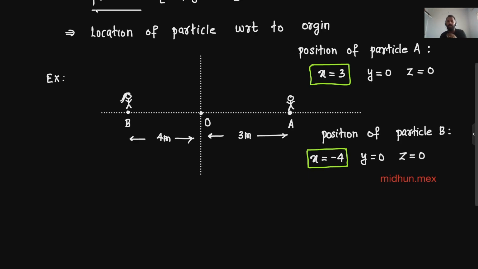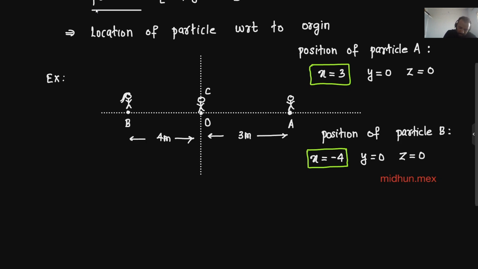Understood properly? Now, let us say they have a child, and maybe the child is located at origin. So the boy is located at origin. This time the boy we can call particle C, child.